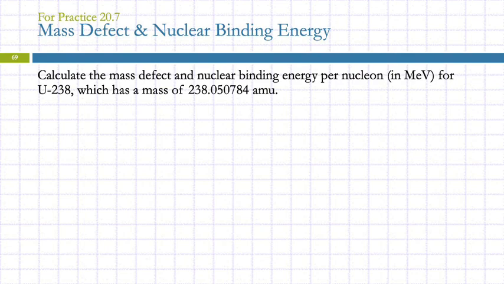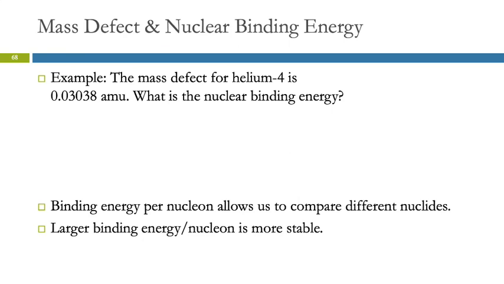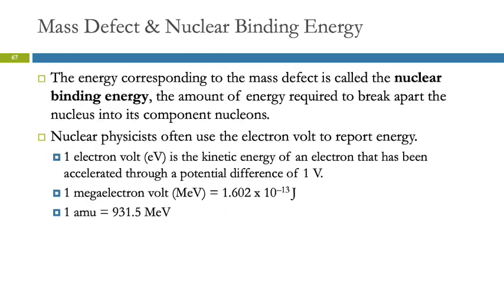Okay, calculate the mass defect and nuclear binding energy per nucleon for uranium-238, which has a mass of 238.050784. Oh, I skipped one. Let's do this one first. So the mass defect for helium-4 is 0.03038 atomic mass units. What's the nuclear binding energy? So there's the number I keep forgetting, 931.5.